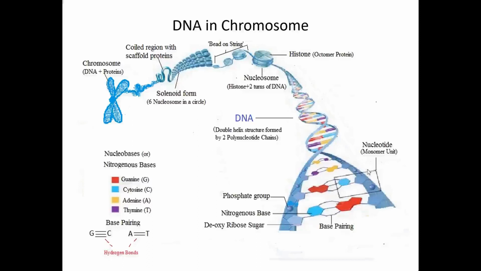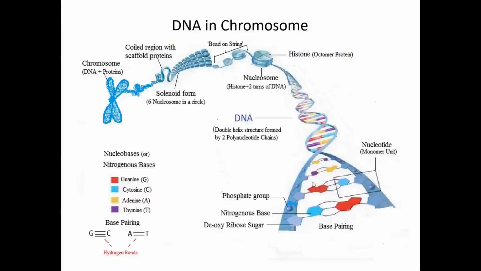So here the nucleotide is made of phosphate group, nitrogenous base and a deoxyribose sugar. If you see, the deoxyribose sugar and the phosphate group form the backbone of DNA. The nitrogenous bases of both the chains base pair with each other to keep the two chains intact and form a double helix structure. Base pairing is forming hydrogen bond between the nitrogenous bases. There are four types of nitrogenous bases: adenine, guanine, thymine and cytosine, which are indicated by different colors here.